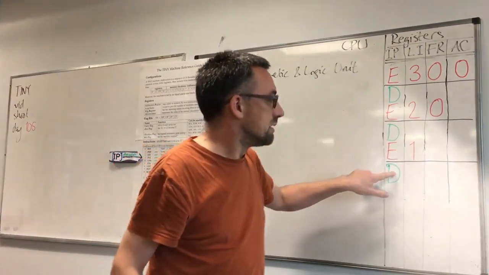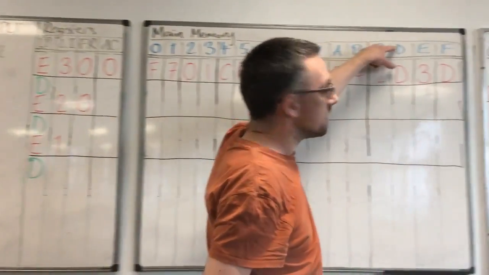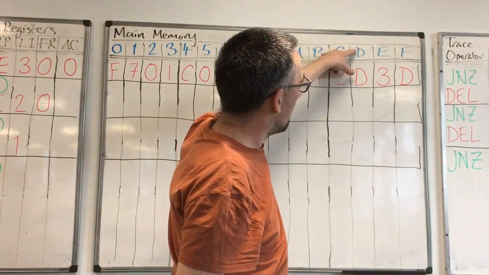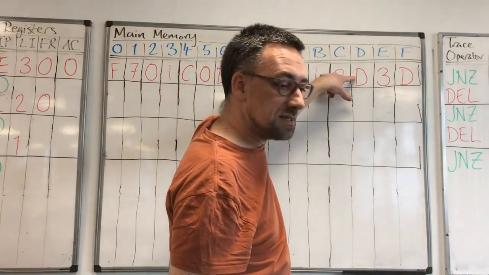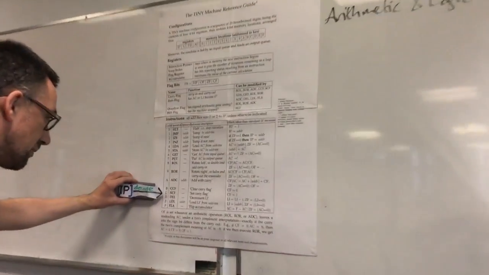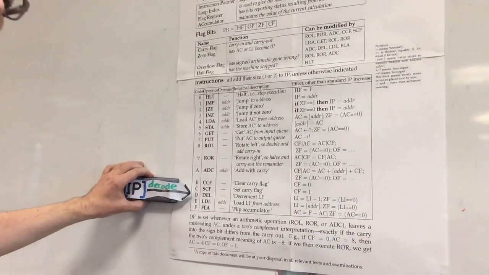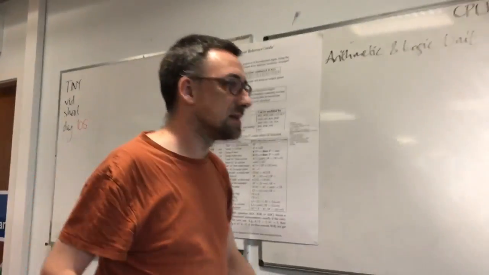Okay, now the instruction pointer is D, so we go to main memory location D, and we see that the opcode is D. So decoding that in the instruction table, we see we have decrement the loop index. So let's write that in the trace.